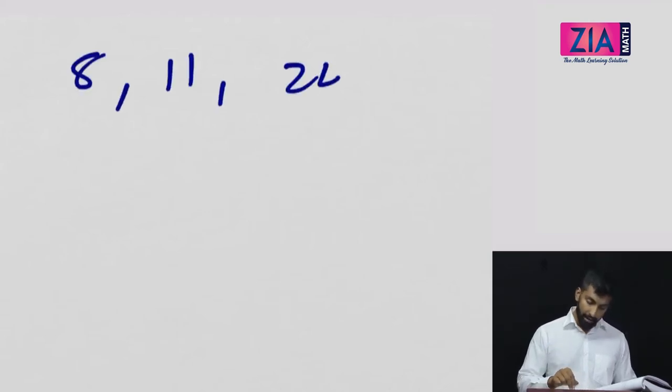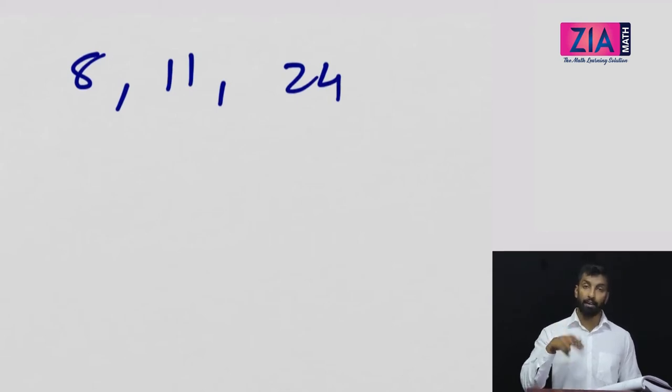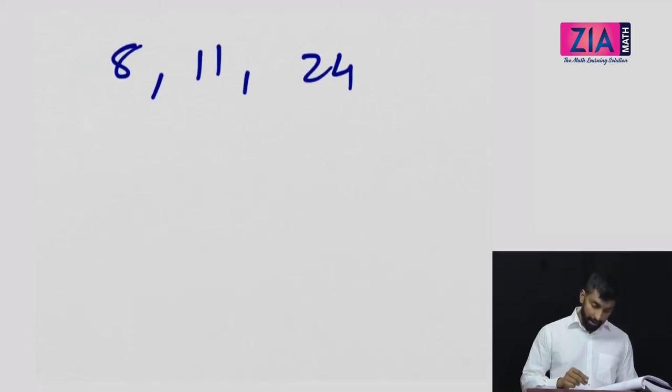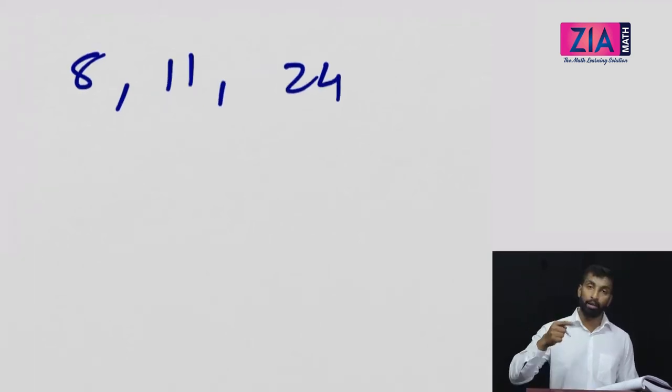Now what they're asking in this question is: what is the smallest number which, when increased by 5, is completely divisible by 8, 11 and 24? Now this is your type 2, where the difference between the divisor and the remainder is the same. How will you write this? This is nothing but: you increase by 5 and it is completely divisible.